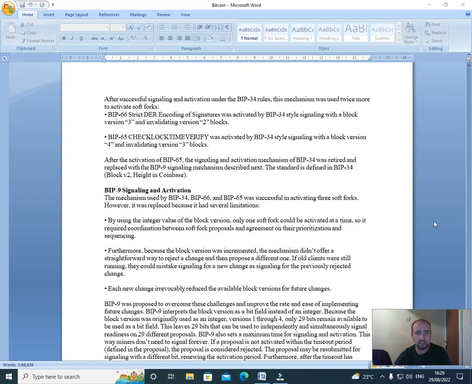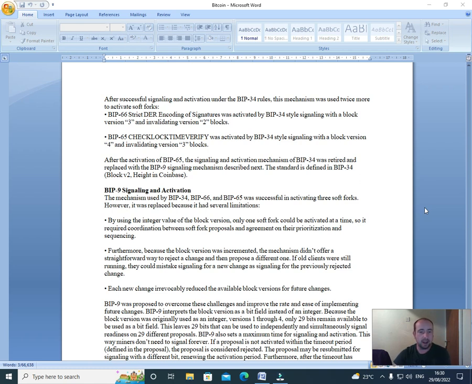After successful signaling and activation under the BIP34 rules, this mechanism was used twice more to activate soft forks. BIP66, stricter encoding of signatures, was activated by BIP34-style signaling with a block version 3 and invalidating version 2 blocks. BIP65, CheckLockTimeVerify, was activated by BIP34-style signaling with a block version 4 and invalidating version 3 blocks.